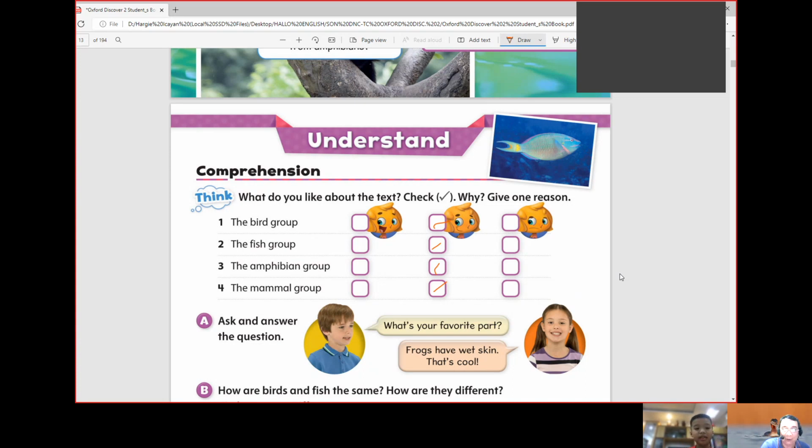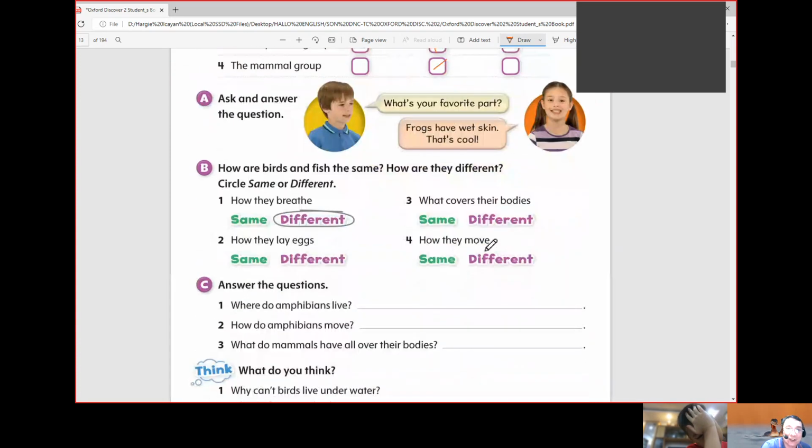Okay, now let's try to move on in here, son. How are birds and fish the same, and how are they different? Number one has been given to us. Circle same or different. Number one, how they breathe. So it's different, right? Number two, how they lay eggs. Again, birds and fish.